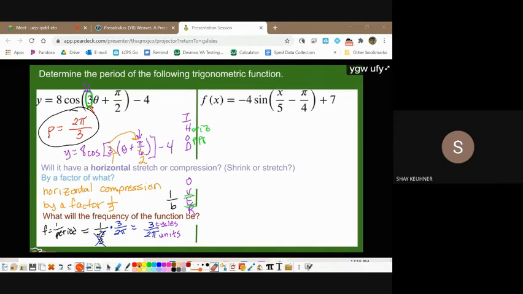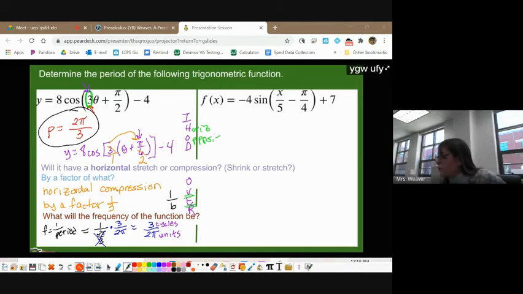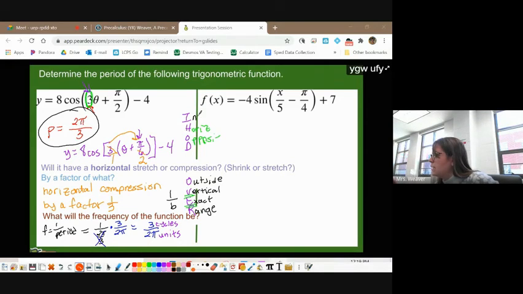How do you know which one's horizontal and which one's vertical? Okay, so the acronym IHOT over will help you there too. Vertical is outside. Remember, O stands for outside, meaning away from the x is the vertical. It affects the range, or the y values. The I stands for inside, meaning it's with the variable. It affects the horizontal, the opposite of what it looks like, and it affects the domain, which is the x values.